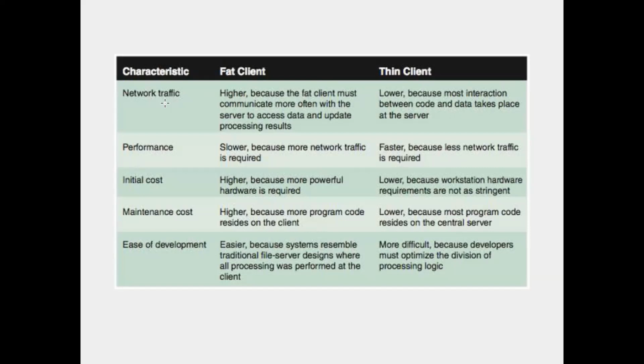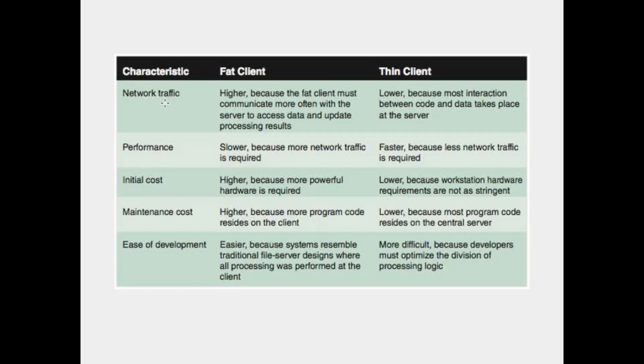So network traffic for fat clients is higher, because fat clients have to communicate more often with the server. For thin clients it is lower, because interaction is very limited, since a lot of processing happens on the server side. If you look at performance, fat clients are slower because you need more network traffic. But thin clients are fastest because network traffic is very minimal; it needs a network just to communicate with the server.